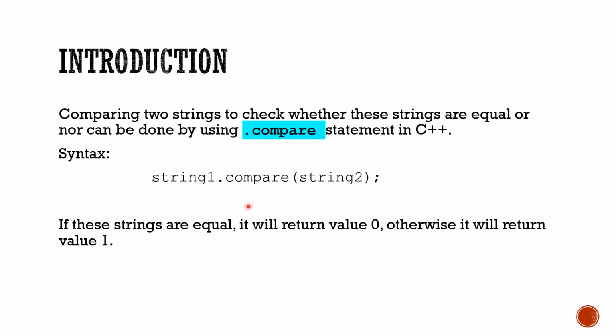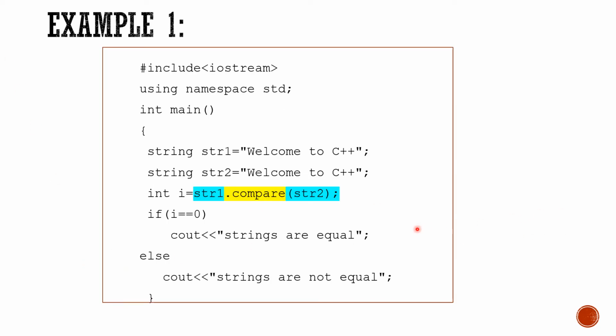If these strings are equal, it will return value 0. Otherwise, if it is not equal, it will return value 1. Let's look at this example. For example, we have two strings, string 1 and string 2. The data type of this string must obviously be string. String 1 stores the value welcome to C++, and string 2 also stores the value welcome to C++.